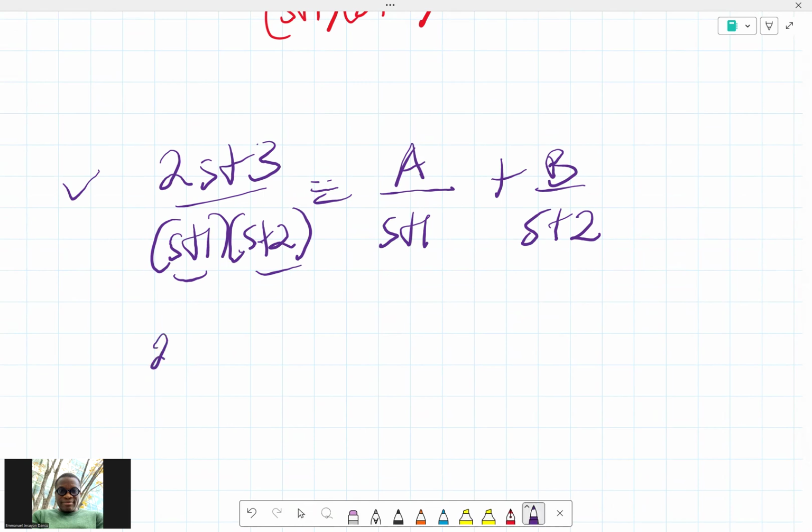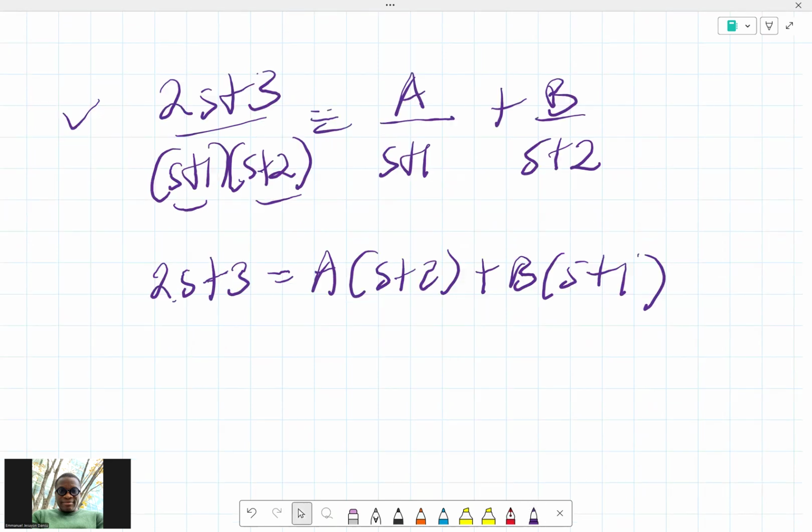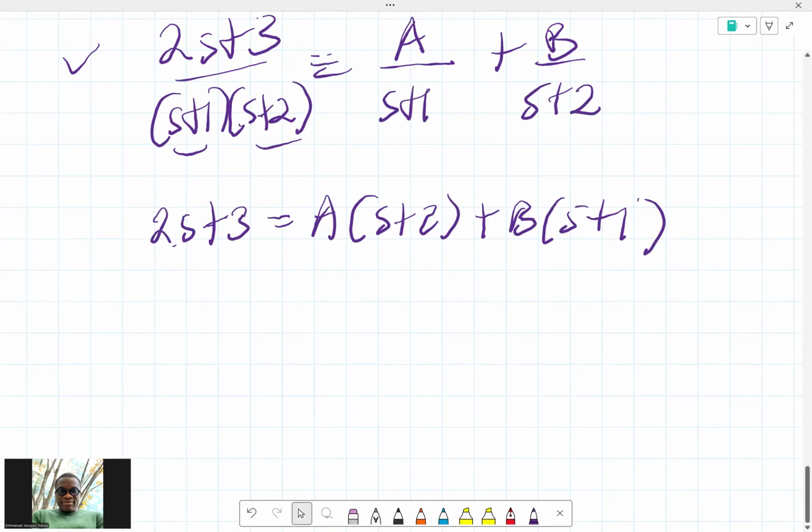If you multiply through by that, you have 2s plus 3 equals a into s plus 2, because s plus 1 times s plus 2 multiplied by s plus 1 cancels out, so you have s plus 2 left. Then here you have b into s plus 1. And then we have what we call the cover-up method. We are looking for a and b. This is a very simple situation where we can easily use the cover-up method, which simply means finding a way of eliminating each of the terms. Let's start by eliminating B. If you can set s plus 1 equals 0, then you can easily make B 0. And that means that s is equal to minus 1.